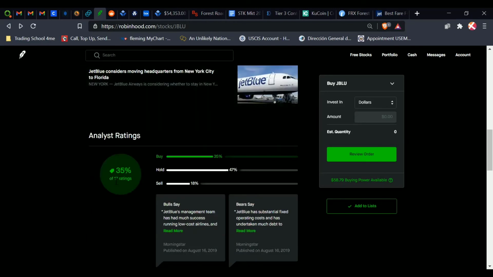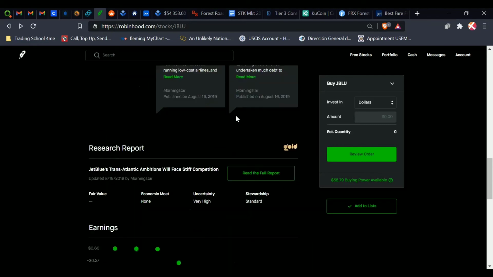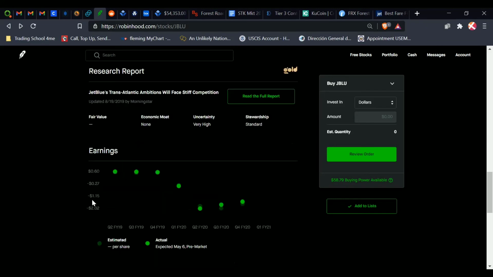35% of 17 ratings say buy this stock. 18% say sell. Bulls say JetBlue's management team has had much success running low cost, and I believe it. I believe that Robin Hayes has had very successful information for running, but this was published on August 16, 2019. So it's been a while. That's outdated information. It's not going to help you for the short term. It's only in the past, as you can see what happened back then.